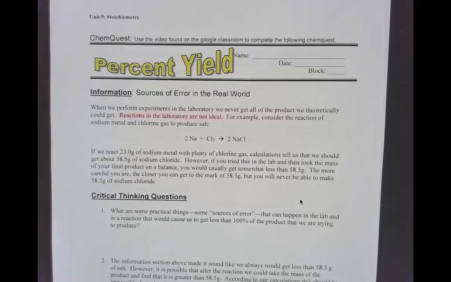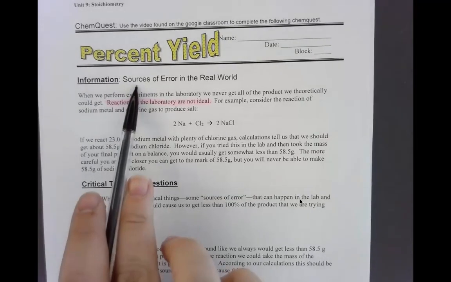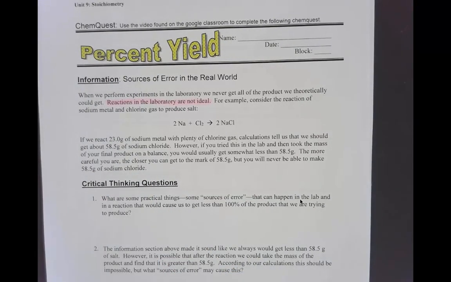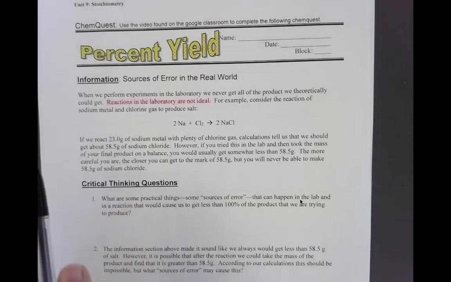Today we're taking a look at the percent yields Chemquest. So right off the rip, we start off with some information on sources of error in the real world. You may notice that I only highlighted one thing. What I highlighted tells us that reactions in the laboratory are not ideal.